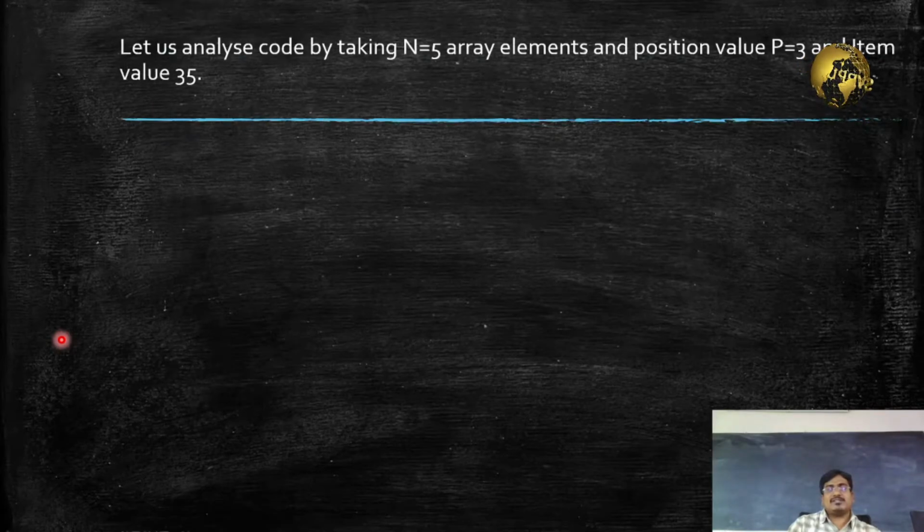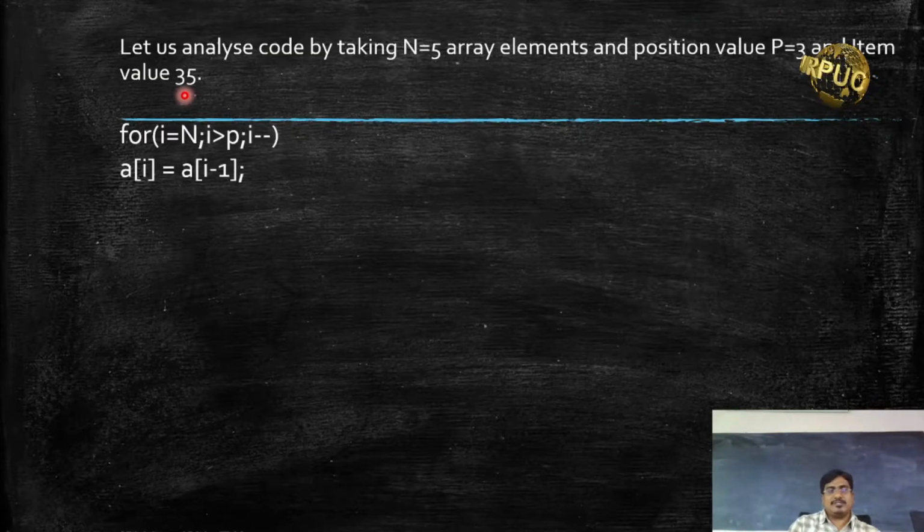So let us analyze the code by taking n as 5 array elements, position p as 3, and the item variable value as 35. The first statement is for i = n; i > p; i--. Till my condition becomes false, a[i] = a[i-1] keeps on working. Once the condition becomes false, it will come out of the loop and execute the next statement.